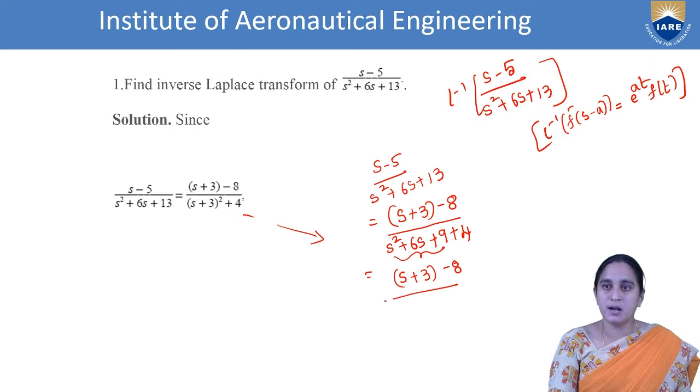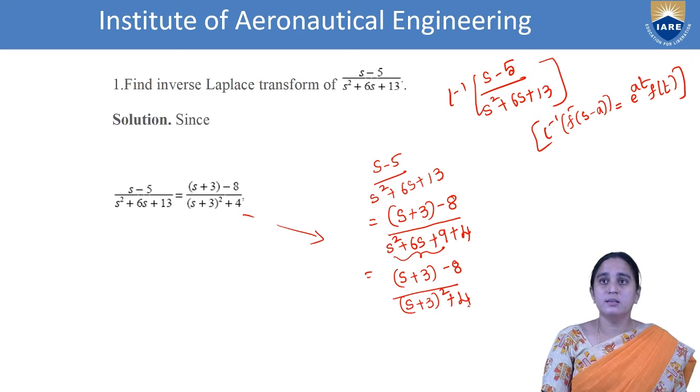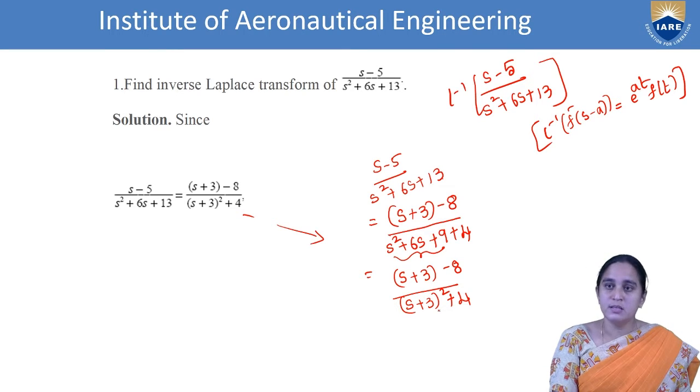Once you observe the first part, let us assume this as a square plus 2ab plus b square form. For that, I'm taking this as simply (s plus 3) whole square plus 4. Simply I'm taking that as (s plus 3) minus 8 by (s plus 3) whole square plus 4. For the given question, now I'll convert that as (s plus 3) minus 8 by (s plus 3) whole square plus 4. Is there any change for the question after I'm converting? There is no change. This is equal to this only.